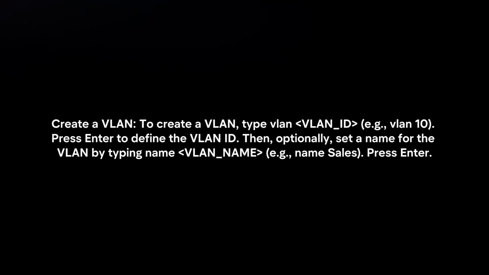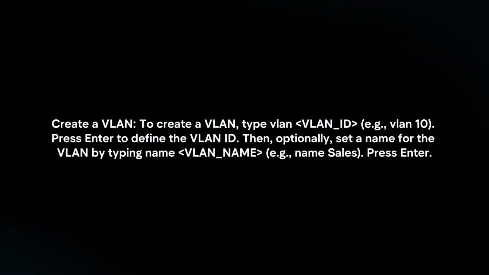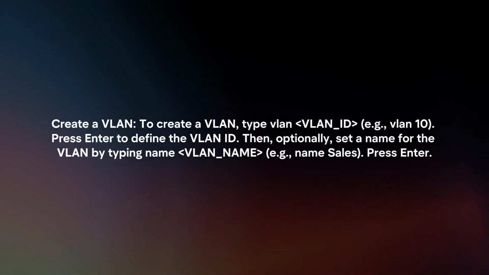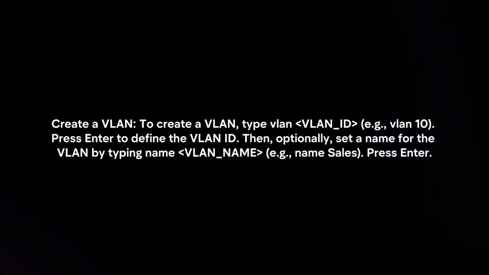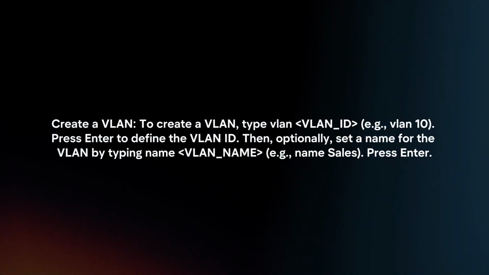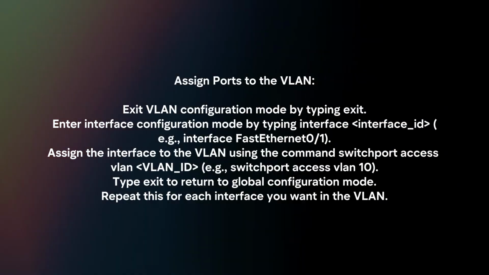Create a VLAN. To create a VLAN, type the following. Press enter to define the VLAN ID. Then, optionally, set a name for the VLAN by typing the following. Press enter. Assign ports to the VLAN.